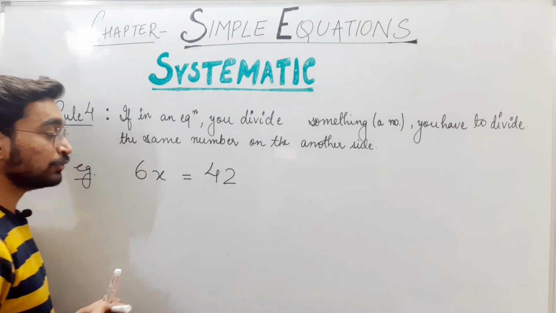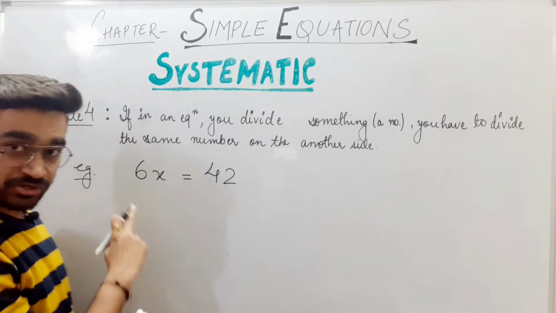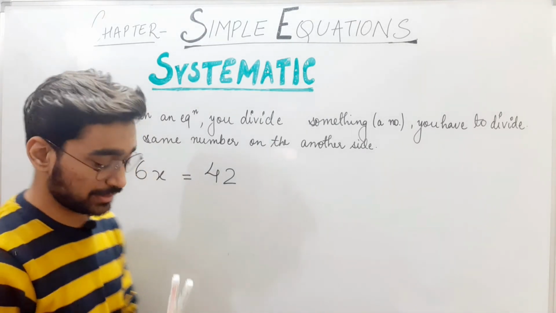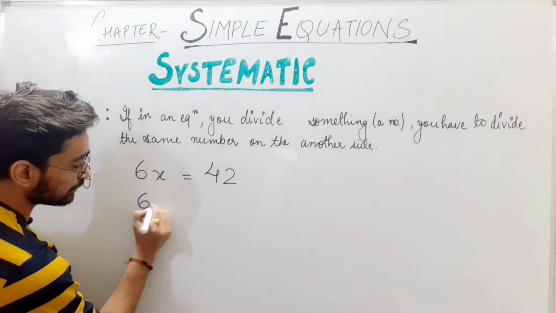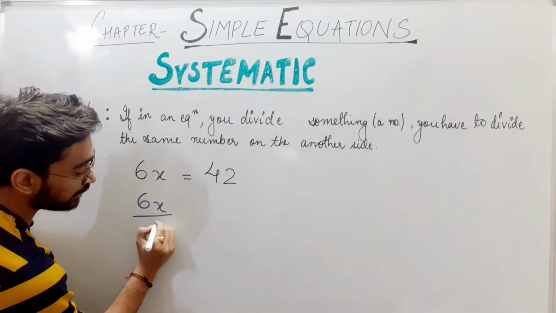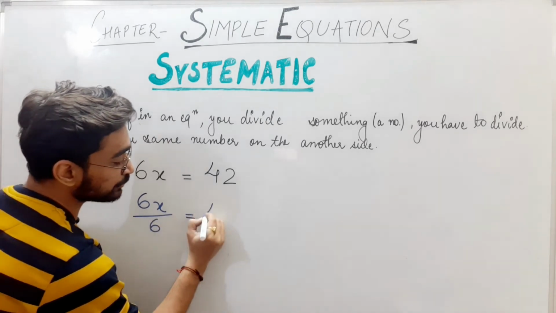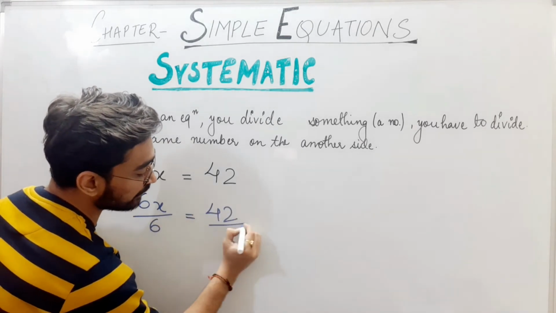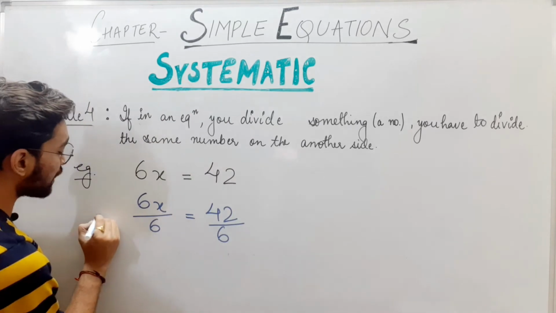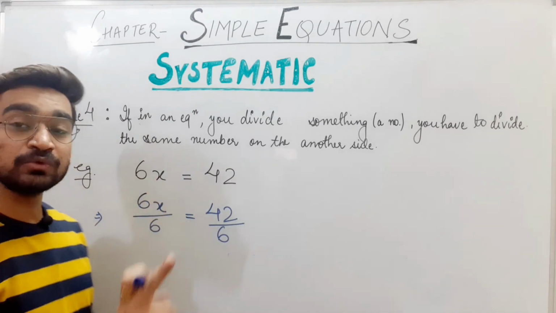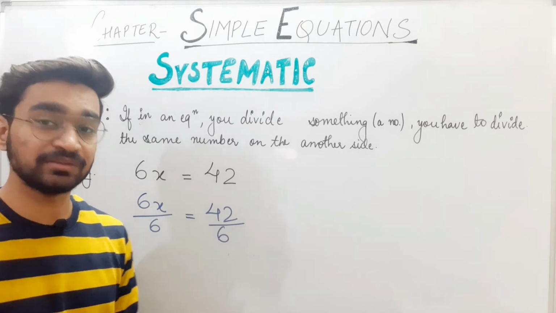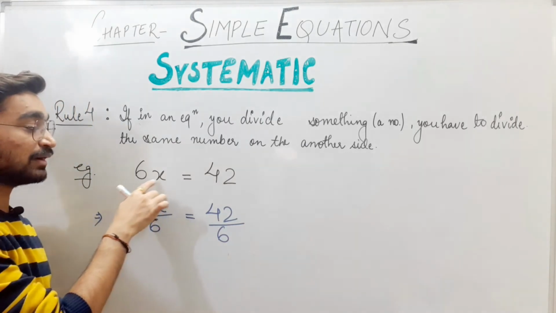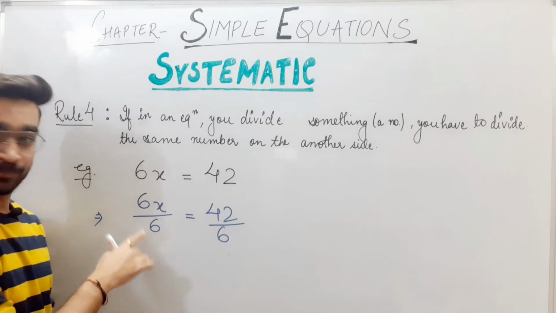So what I will do, because this 6 is in multiplication, to cancel it out I want to divide here. So I will divide on both sides, like 6x divided by 6 is equal to 42 divided by 6. Remember that I always have to use the opposite symbol, because this number is in multiplication, here I am using division.